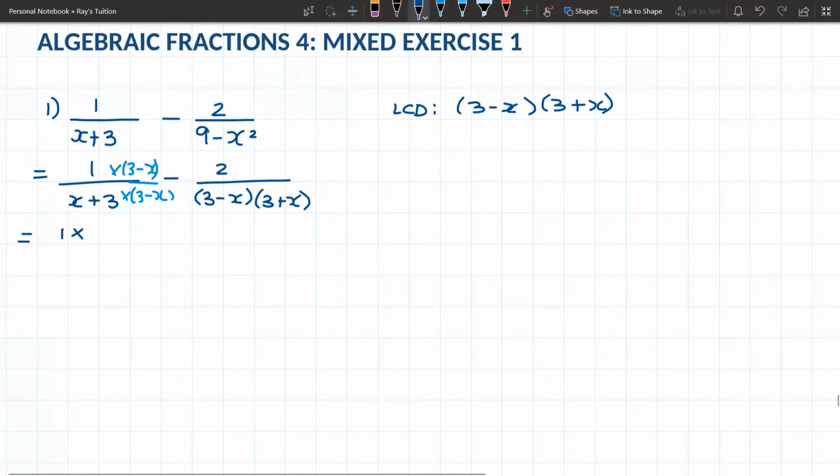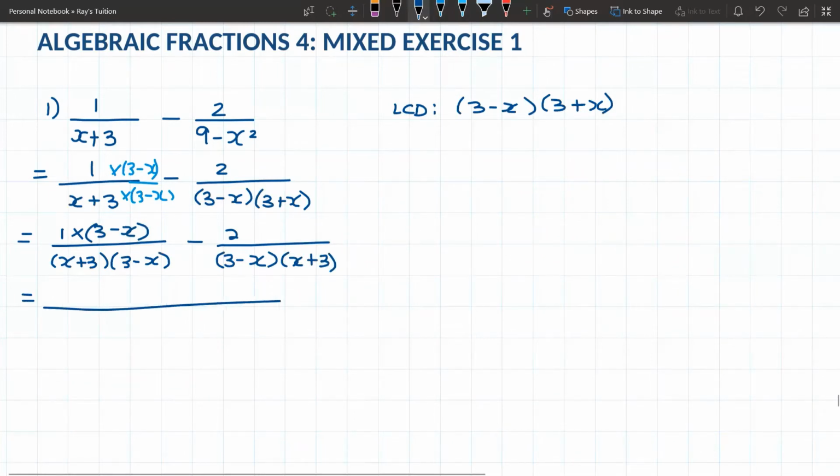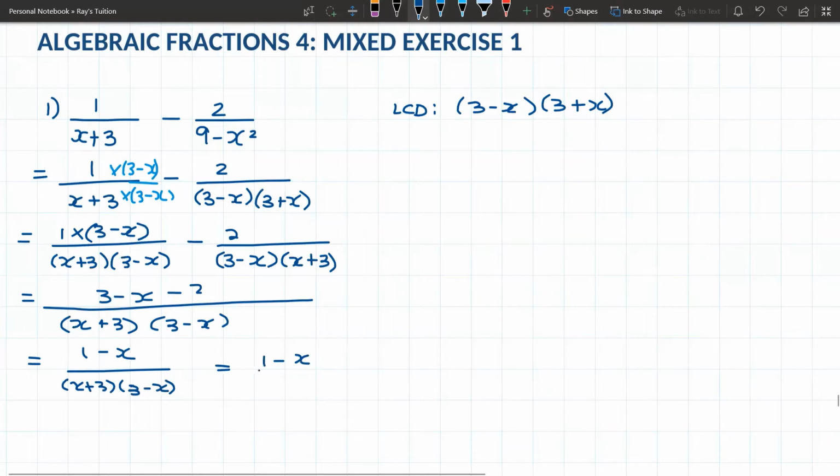We have 1 times 3 minus x all over x plus 3 times 3 minus x minus 2. That's already over the LCD, so we don't have to do anything. Okay, so let's put it over the common LCD. So we get x plus 3 times 3 minus x. And then this here is 3 minus x minus 2. If we simplify this, it becomes 1 minus x all over x plus 3 times 3 minus x. If you wanted to, I guess you could multiply the denominator again as 9 minus x squared. And that's the simplified form of our first question.